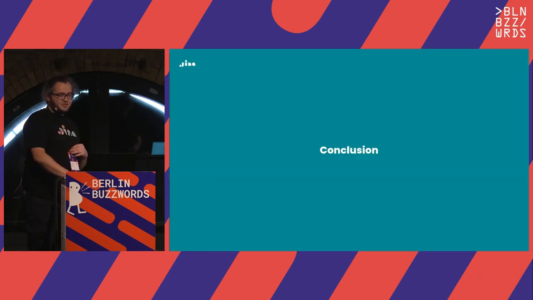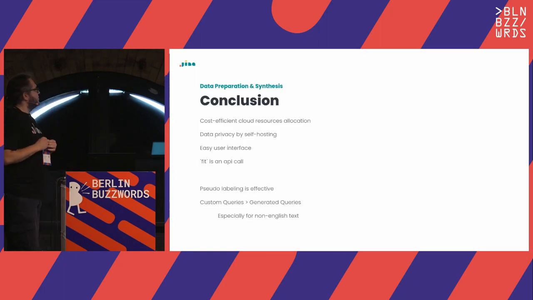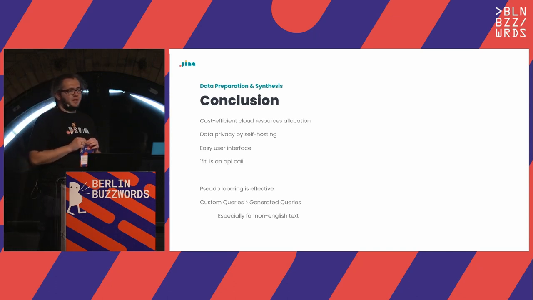That's it for data preparation. Let's come to a conclusion. So what we've shown today: we have a cost-efficient cloud resource allocation framework in Jina where we can allow a lot of fine-tuning runs in parallel. We allow data privacy by also self-hosting the whole fine-tuning. We have a rather easy user interface.